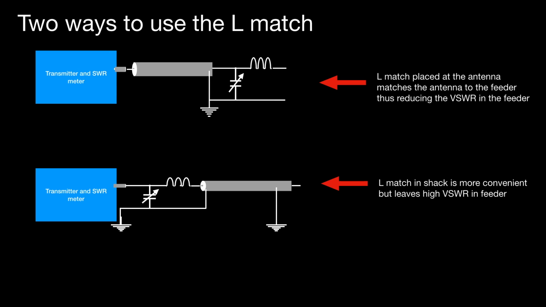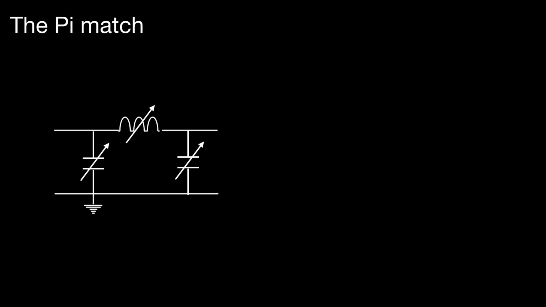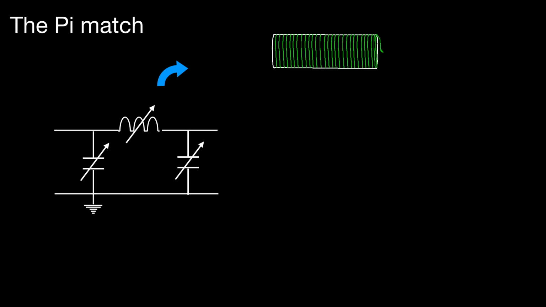Let's have a quick look at the pi match. Now the pi match is so called because it's shaped like the letter pi, if you use your imagination a bit. And it uses variable capacitors, but also a variable inductor. And that variable inductor is constructed a bit like this.